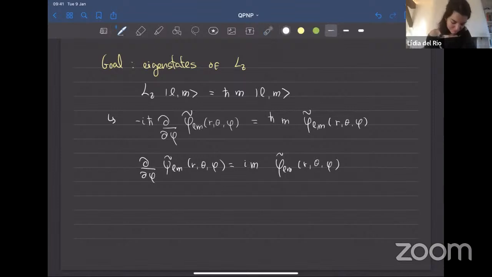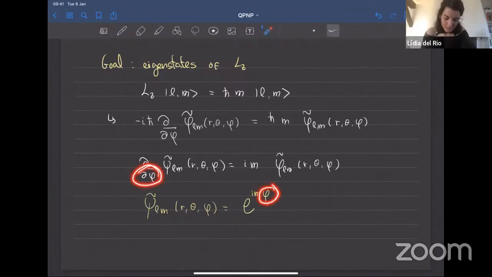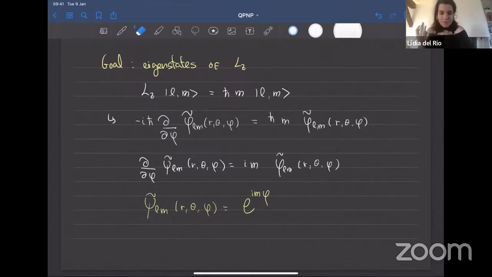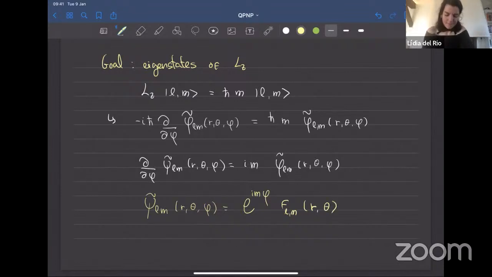And the solution is, of course, that Lm is e to i m, the variable that we're deriving with respect to, phi, times a constant. And constant in what? Constant on phi. We don't know anything about the other two variables for now, so it's going to be some kind of function that can still depend on L and on M, but it's a function just of R and theta, right? It has no more phi dependence. Okay. So this is one step.